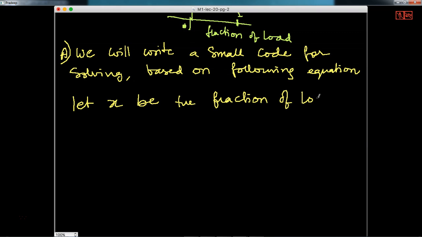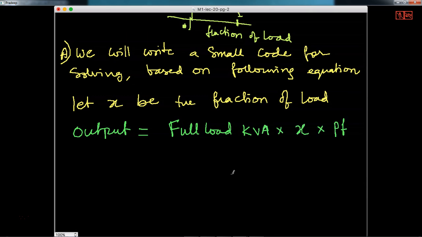So if x is the fraction of load, what is the output? Output is nothing but full load kVA multiplied by x multiplied by power factor. Because output should be in active power, if I multiply by power factor and the fraction of load and the full load kVA, then I'll get the output. So this is the first equation we'll try to implement in the program.